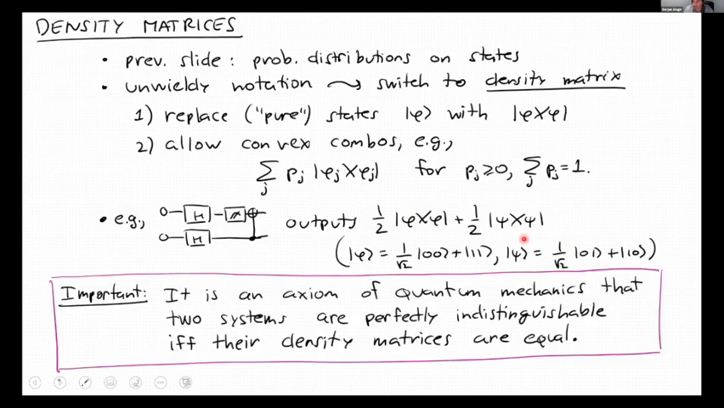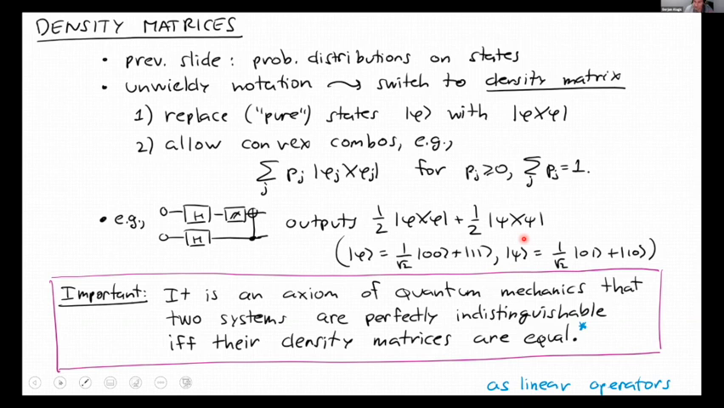If you haven't seen this before, this is certainly not obvious, but it is a fact that this describes the same model as the model that you would get by combining pure states with classical probability. And in fact, it's an axiom of quantum mechanics that two systems are perfectly indistinguishable if and only if their density matrices are equal. And here by equal, I mean as linear operators. So this is a very important takeaway.